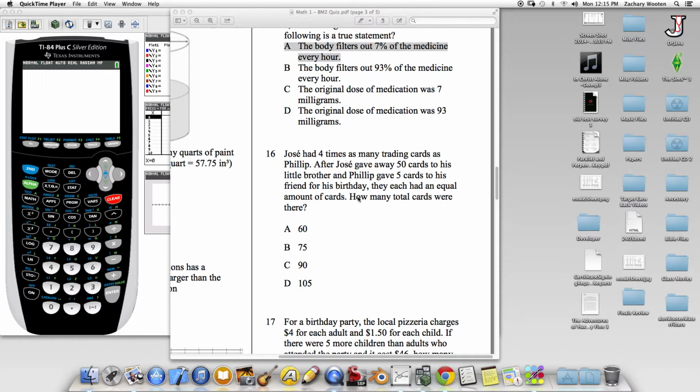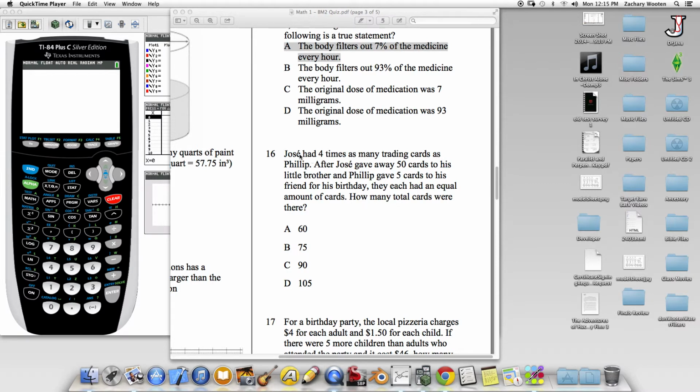So I'm trying to figure out how many total cards there are, and we're talking about how many total cards there were between Jose and Philip when they started. All right. So I don't know how many Jose had, and I don't know how many Philip had. I'm going to have to use variables to represent the number of cards they each have. So what letter do you think we could use for how many cards Jose had? Hopefully you thought of J, something that is associated with Jose, and then maybe P for Philip.